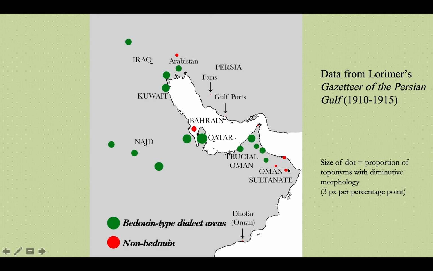And that's interesting because those two dialects are often suggested as having a typological relationship, as having South Arabian roots as opposed to the other dialects which have Nejdi roots. So that was interesting. Out of all the provinces or areas studied here, Qatar had the highest percentage of diminutive toponyms at about 33%, and this finding could relate to Johnston's contention that Qatar is linguistically conservative.